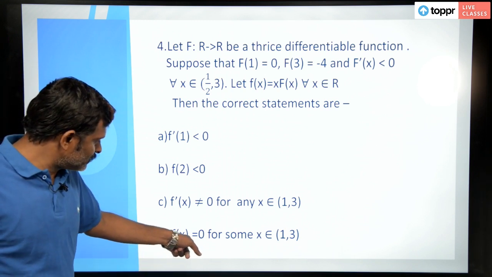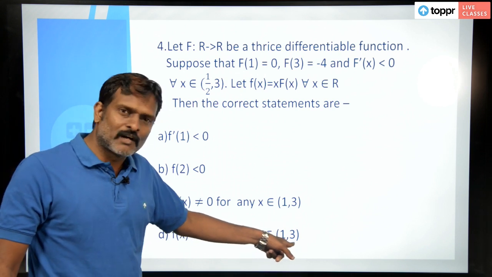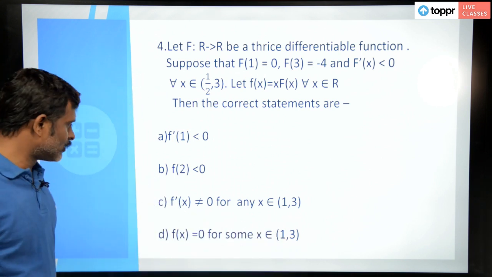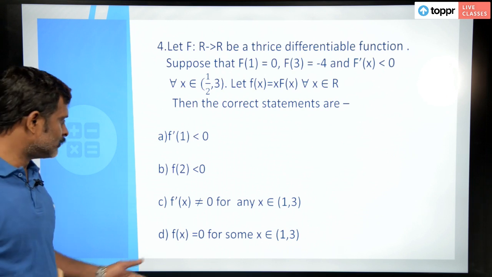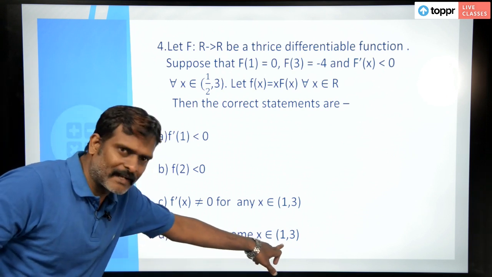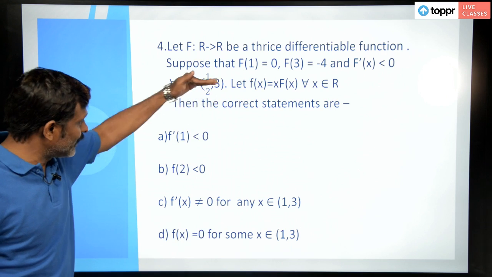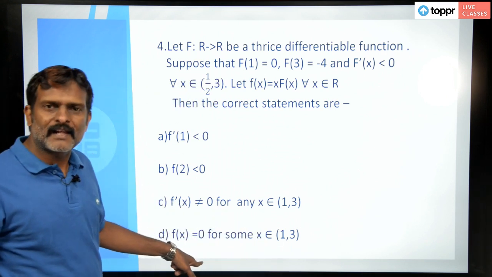And D, f of x is equal to 0 for some x belonging to 1 comma 3. See, one simple situation I will tell you. If this is a closed bracket and suppose f of x is equal to 0 at 1, this option would be right.